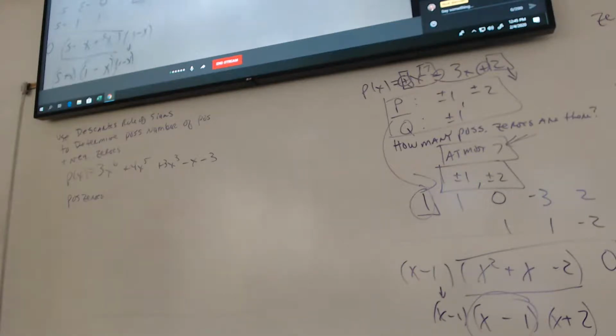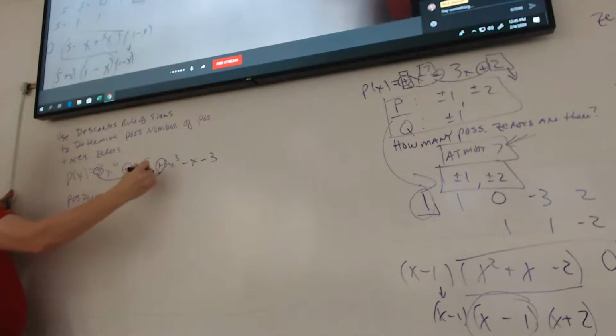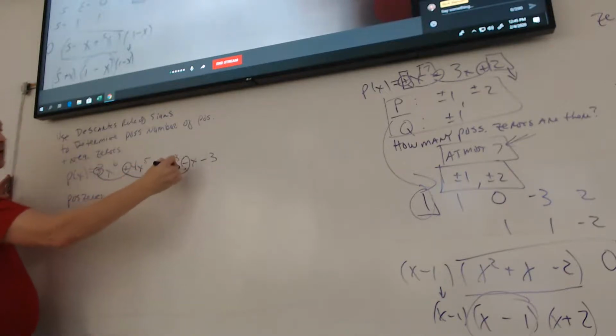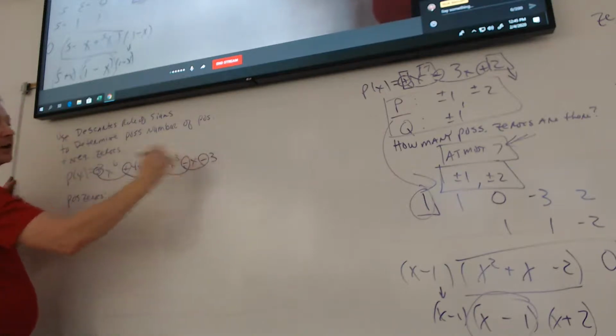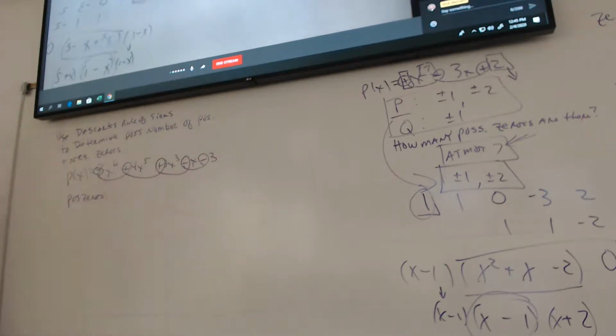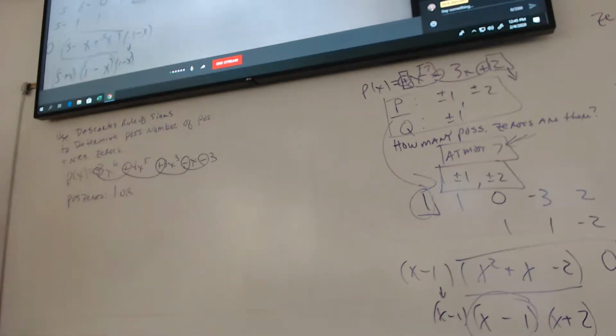So we need to count our changes in sign, right? Okay, so that's a positive 3. Is that a change in sign? No. Is that a change in sign? No. Is that a change in sign? Yeah. So I've got 1. Is that a change in sign? No. So what's the most number of positive zeros I'm going to have? 1 or 0.